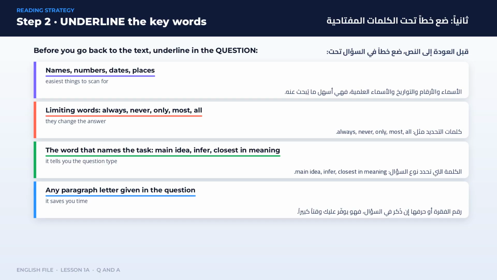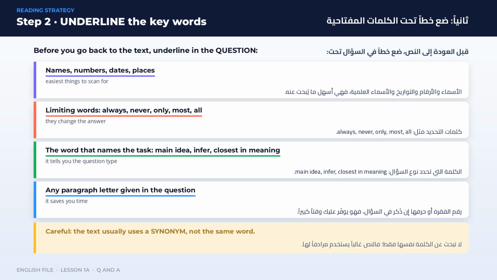Underline the word that names the task, such as main idea, infer, or closest in meaning, because that tells you the question type. And if the question gives you a paragraph letter, underline it. That saves you the most time of all. But be careful, the text will usually say it with a synonym, not the same word you underlined.